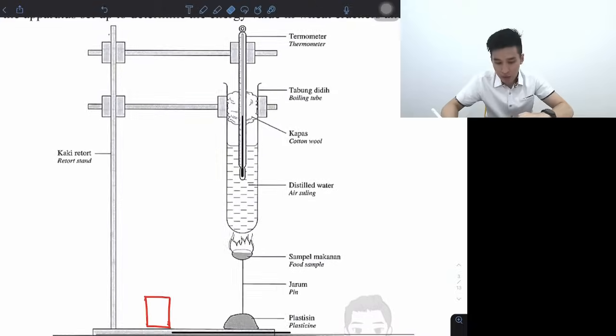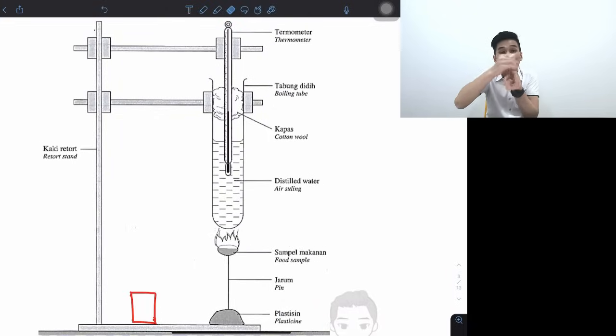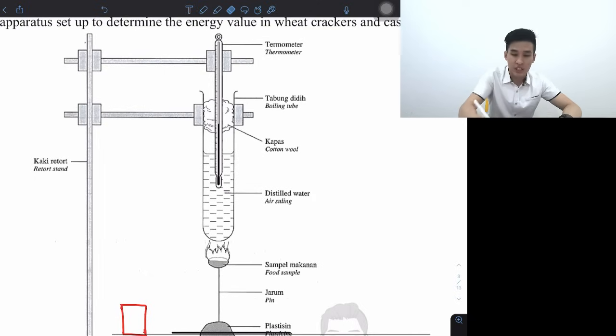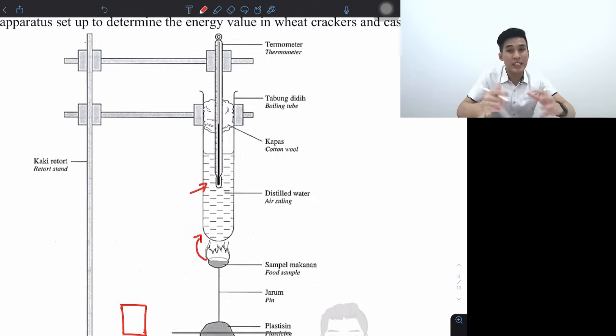Then what you're going to do next is wait until your food completely burns until it becomes black, ash, nothing left. Only then do you record the final temperature of your water. The heat energy released by the food is equivalent to the energy of the food, so the heat energy will be absorbed by the water.